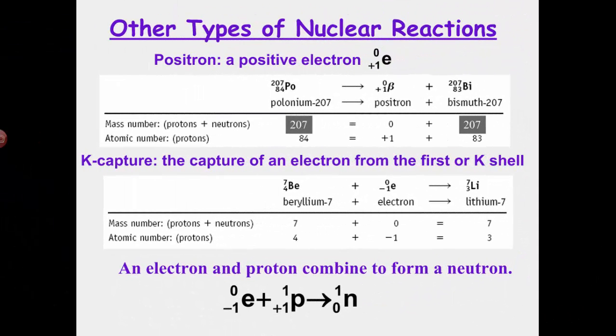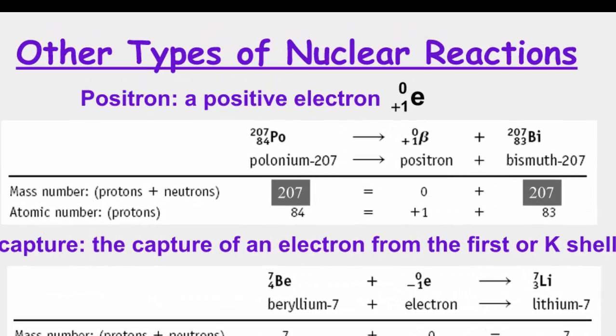So let's take a look at just a couple of other types of nuclear reactions beyond the classic alpha, beta, and gamma decay. One of them is called positron emission. A positron is a positively charged electron. That sort of doesn't make any sense, but these things actually exist.